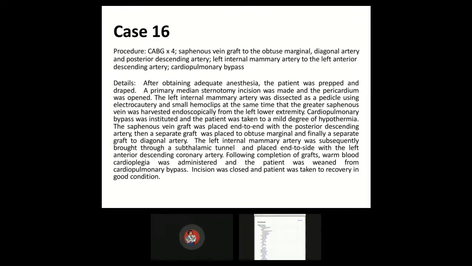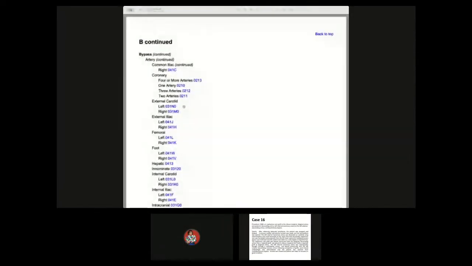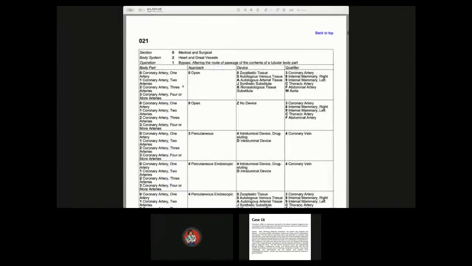All right, so back to this code book. So it's coronary artery. We had 4 vessels total, but 3 of them had a device. So we need to code that separately than the one that did not have the device. So in any case, we're going to go to table 021. So let me get over there now. And the first code, the 3 sites. So 021, 3 sites, 3 or more arteries.